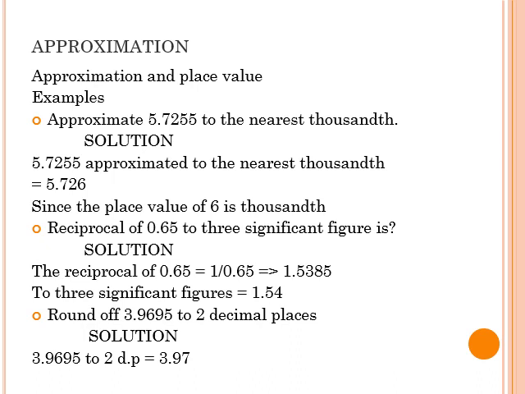So, we move on to the next example, which says: round off 3.9695 to 2 decimal places. Now, a decimal place is a place value after the decimal point. And to 2 decimal places is 9 and 6. So we take this second 9 and we round it up onto the 6 to get a 7. That's how we get this 3.97.